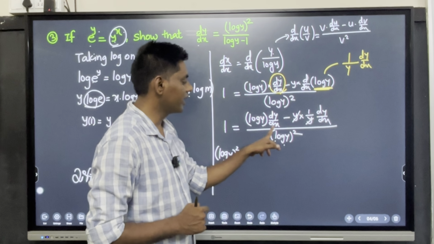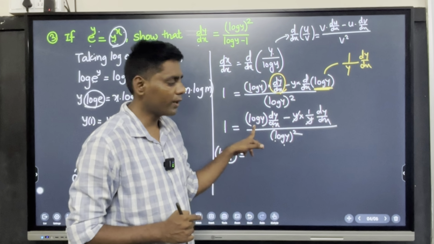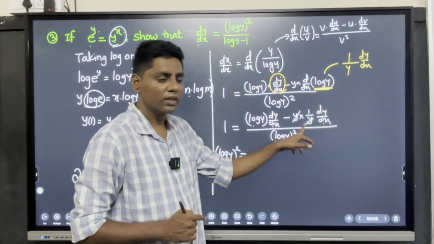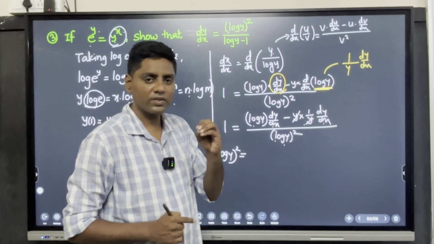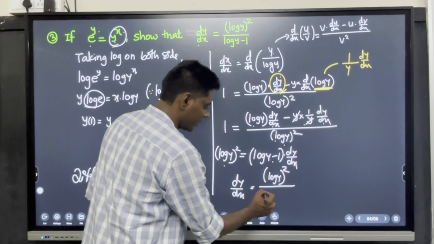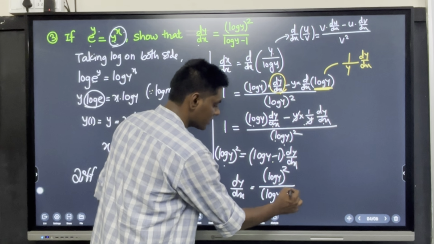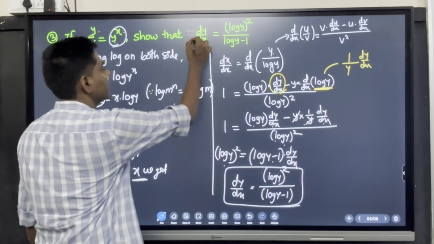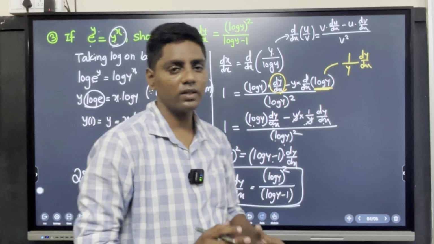Now here dy by dx is present, so the coefficient is log y, and in the second term y cancels, only 1 remains. Both terms have dy by dx common, so we take it common. So what is remaining? Log y minus 1 into dy by dx. Finally we solve for dy by dx. So that is log of y bracket square, and this term, going to the other side from multiplication, becomes division. So divided by log y minus 1. We get the question complete. This is our solution. So in such a way we solve the question.